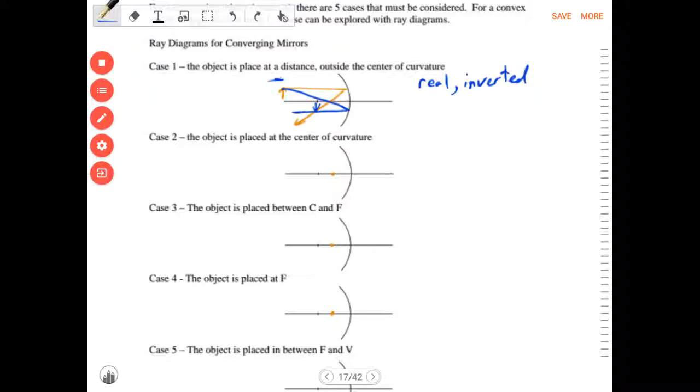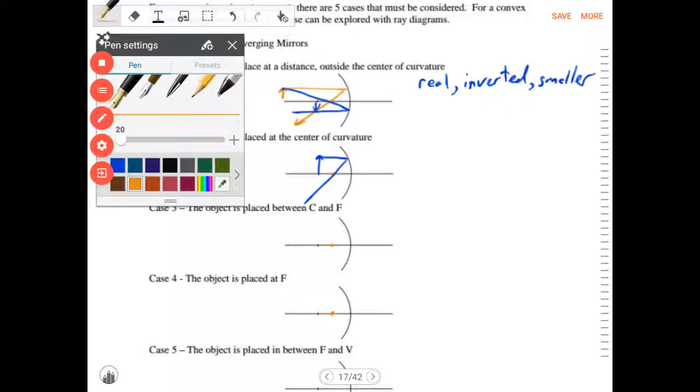Here, we'll erase those lines. It gets messy if we don't. So this is real, inverted, and smaller. The distance to the mirror is closer, so the image itself is smaller. So real, inverted, smaller, poof, done. Okay, awesome. So let's see what happens when the object is placed at the center of curvature. The line bounces out and down.